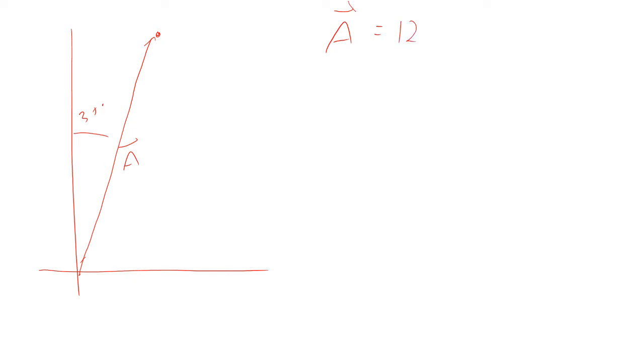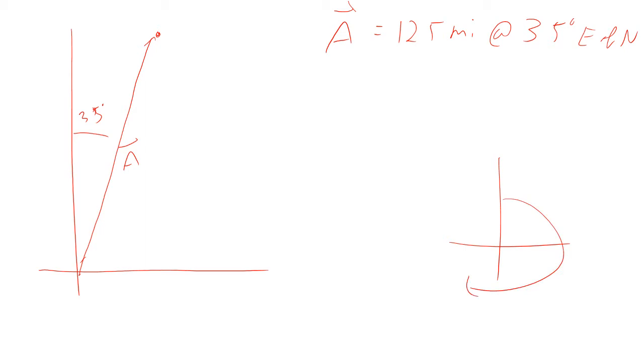So it's 125 miles at an angle of 35 degrees east of north. If you look at a compass, all compass headings measure clockwise from north. So another way of writing this is clockwise from north. So this is basically the compass heading.